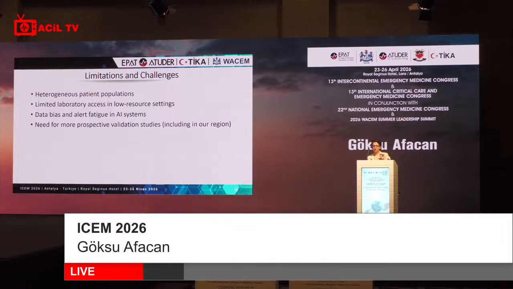Of course, no scoring system is perfect. Limitations include patient heterogeneity, variable laboratory access in different settings, potential data bias in the AI models, and also the risk of alert fatigue. We also need more prospective validation studies, particularly in diverse populations in regions like ours. These challenges also remind us to use scores as aids, not replacements for sound clinical judgment.